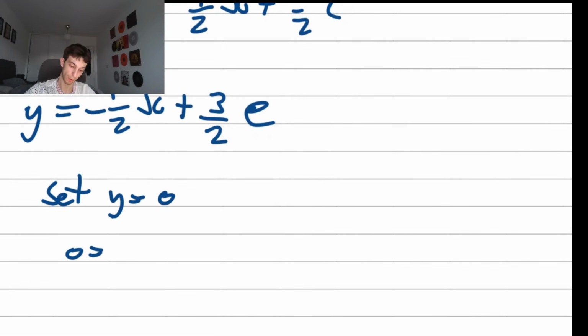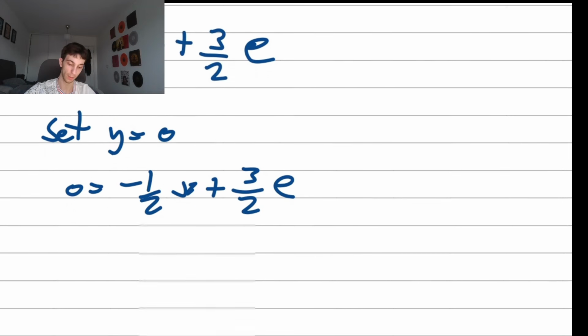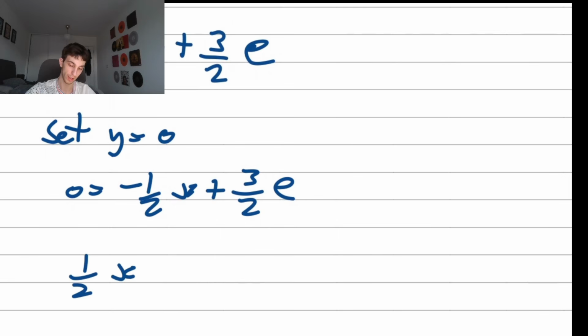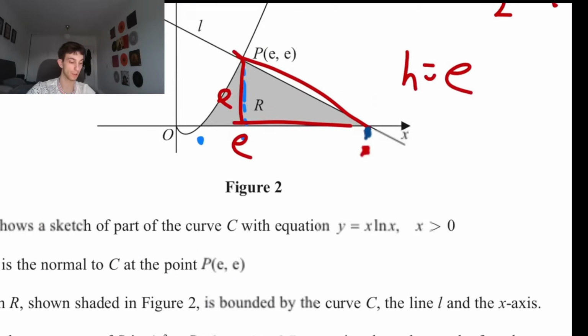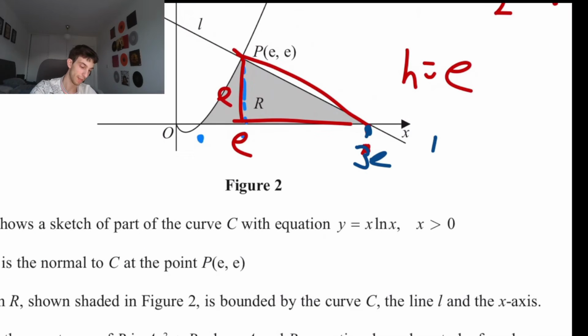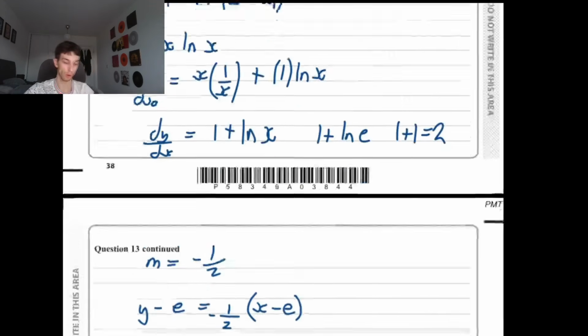So we have that 0 equals minus a half x plus 3 over 2 e. And then, adding over half x, we have half x equals 3 over 2 e. Multiply over by 2, we have that x equals 3e. Okay, this is good. So we have our x coordinate over here to be 3e. Therefore, our base will be equal to 3e minus e. So we have that base equals 2e. So now we can actually just find the area of the triangle.